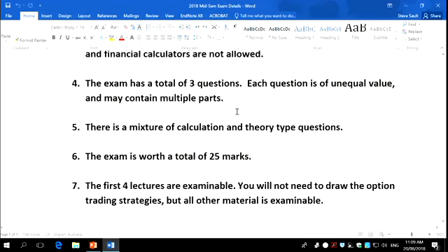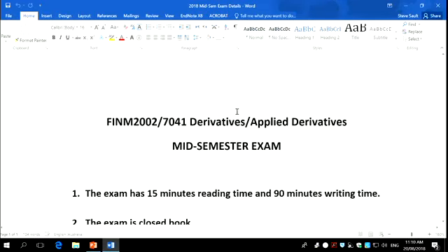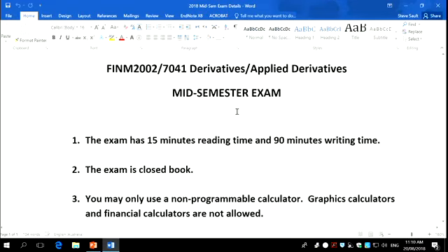Okay, but hopefully you shouldn't find anything in there unsurprising. If you can do the tutorial questions, you can do the examples we've done in the lectures, you should be fine to pass this mid-semester exam, no problems.